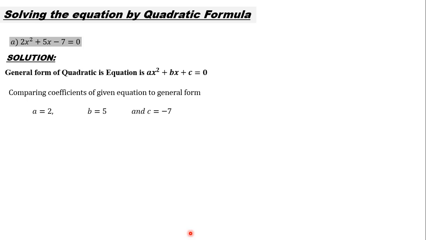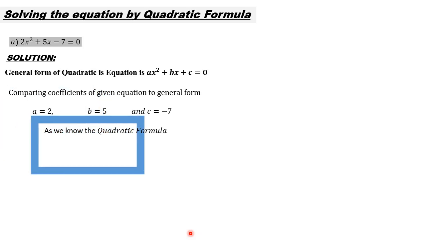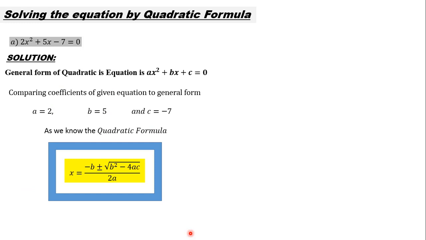Students, you should know what the quadratic formula is. The quadratic formula that we know till now is this one, and its value is x equals minus b plus minus square root of b square minus 4ac divided by 2a. Now the simple method to solve it is to simply substitute the values of a, b and c in this quadratic formula.